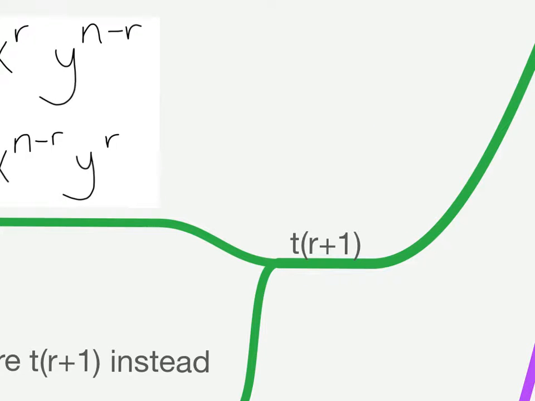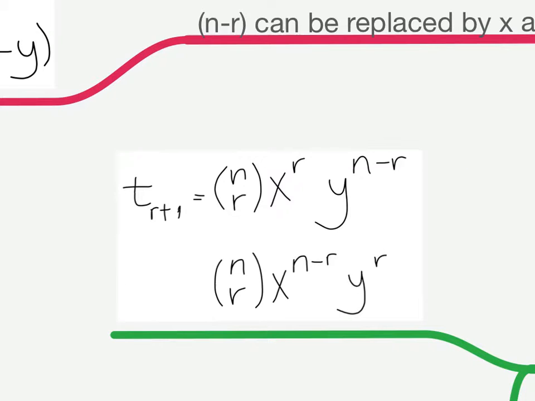So T(r+1) is a way to find a certain term in a binomial expansion. The formula can be written two different ways. The first one is x to the r, y to the n minus r, and the second formula will be x to the n minus r, y to the r, and it will give us the same result.